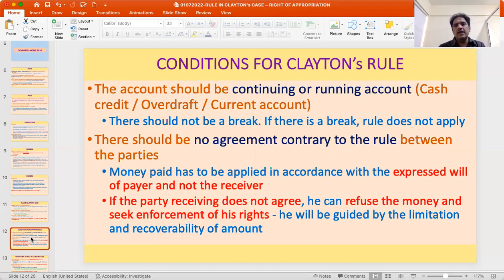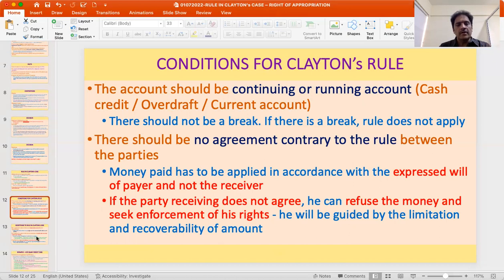So if the party receiving does not agree, then what is the option that is applicable? In the first case that I told, if someone paying in 200 rupees says that this 200 has to be used for the latest transaction, then if the person feels that the earlier dues are going to be left unpaid, he can refuse the money and then seek the enforcement of his rights, so that the law of limitation and other things will be there and he can recover the amount due from the customer.